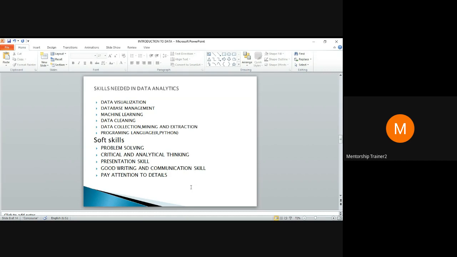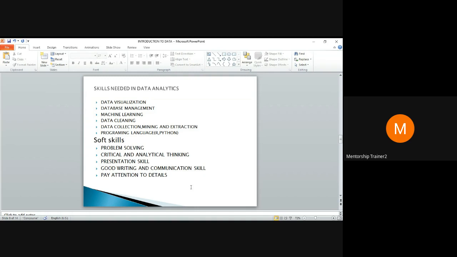So machine learning, as I explained to you, that data scientists use machine learning algorithms to model. After modeling, they predict. There comes machine learning. So you have to get machine learning skill if you are planning to be a data scientist.